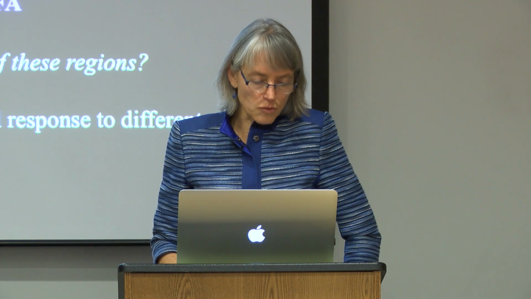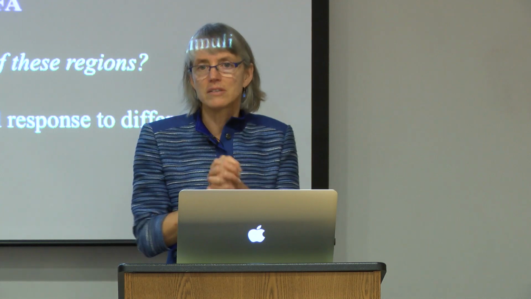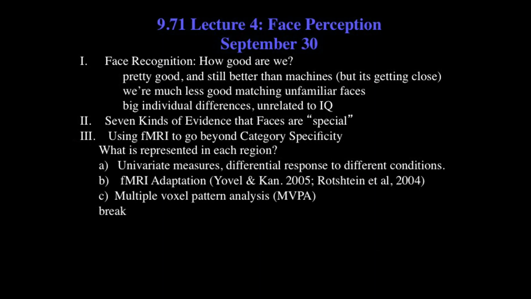I'm going to describe 3 different methods that you can use to try to characterize what a region is doing beyond just saying what it's specific for. One is just a simple measure of differential response to different stimuli. Another is a method called functional MRI adaptation that I'll explain. And another we've talked about briefly, but I'm going to talk about it some more, and then Mike is going to talk about it some more, and that's multiple voxel pattern analysis.